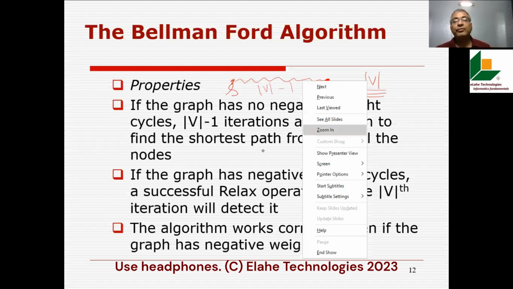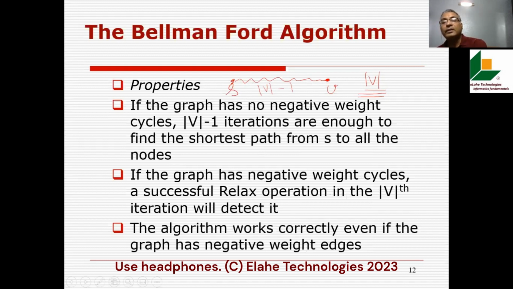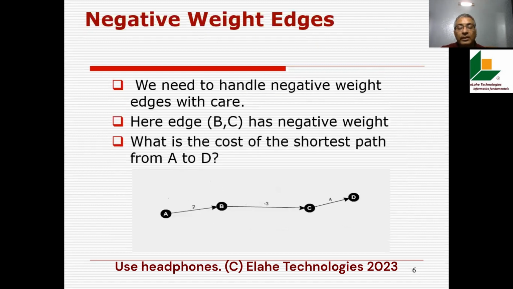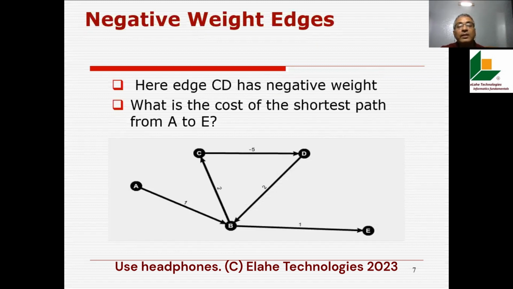So what happens if we do one more iteration after the v minus 1? After the v minus 1 iterations, we do one more iteration and we find that again some d values go down. The d values decrease some. So which means we are able to improve the d values even after v minus 1 iterations. And this can only happen if you have negative weight cycles, like that example that we saw in the class earlier on. Something like this. You can go around a negative weight cycle as many times as you want, and then you'll be able to reduce the cost of the path.